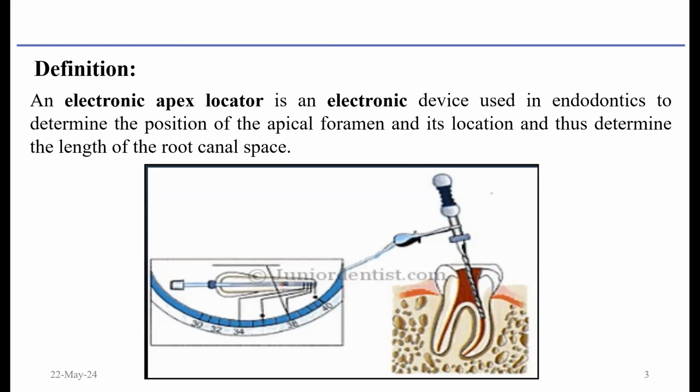So coming to the definition, an electronic apex locator is an electronic device that is used in the field of endodontics to determine the position of the apical foramen and its location, and thus determine the length of the root canal space. This step is very important, because if you fail to determine the correct position of the apical foramen, where your BMP should start and end, the cleaning and shaping should start and end, you might end up with an over obturation or under obturation, which is not good for the longevity of your root canal treatment.